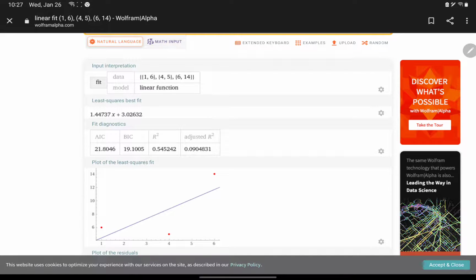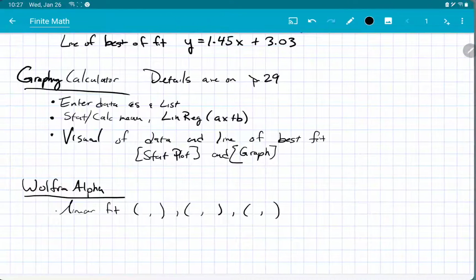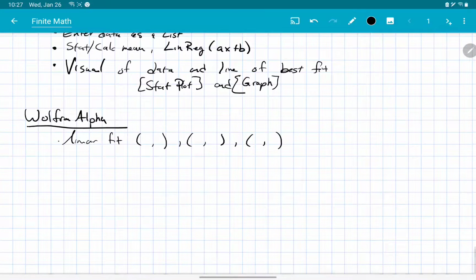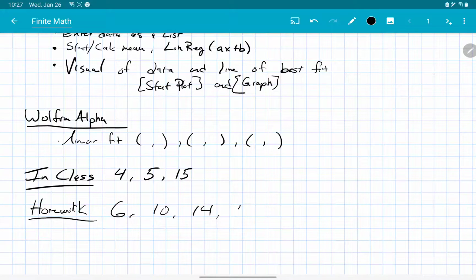Now I want you to work on some in-class problems, and then I'll assign the homework as well. In class, please work on 4, 5, and 15. Then as homework, due Friday, do 6, 10, 14, 16, 20, and 22.